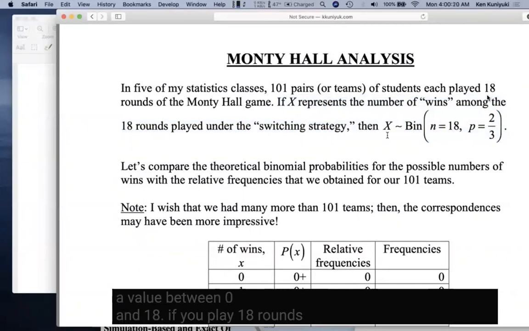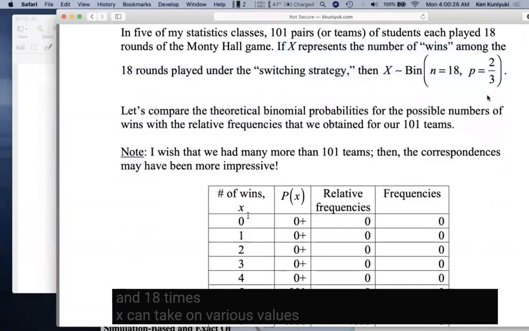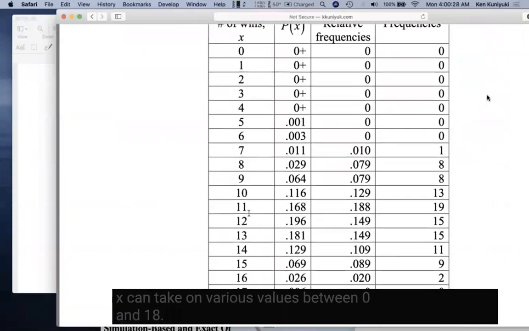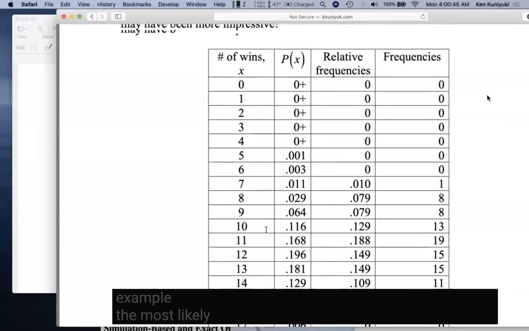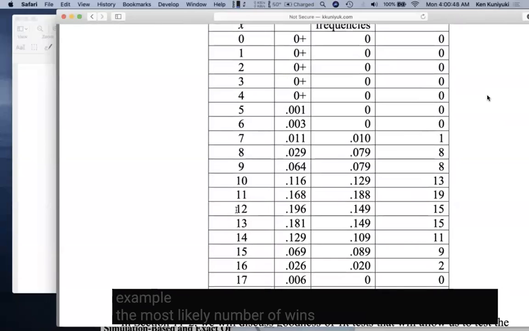If you play 18 rounds of this game, then you can win the car between 0 times and 18 times. X can take on various values between 0 and 18. Now, the binomial distribution involves these possible values of X and their corresponding probabilities. There's almost no chance that you win the car no times or 1 time or 2 times, for example. The most likely number of wins is, look at this, 12 out of 18.